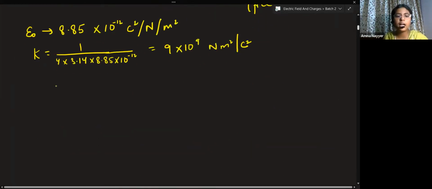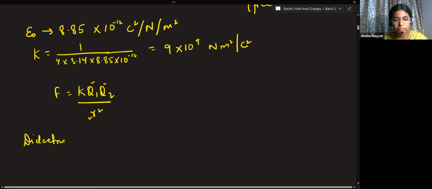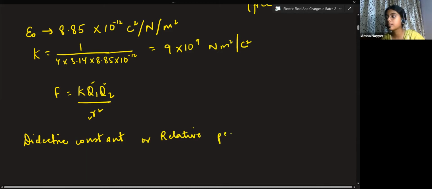Now see, if you have this formula, F is equal to K Q1 Q2 divided by R square, and you know the magnitude of both the charges and the separation between them, then you can easily calculate electric force. Instead of writing the value of K, you can write 9 into 10 to the power 9. Now let's see what this dielectric constant is, and also the concept of relative permittivity.